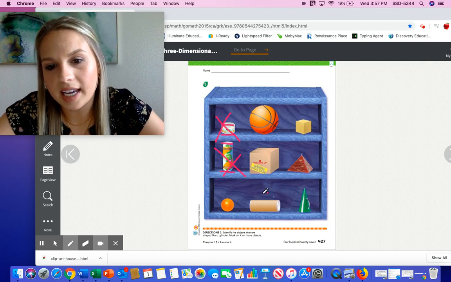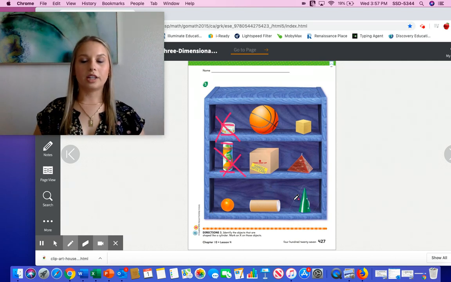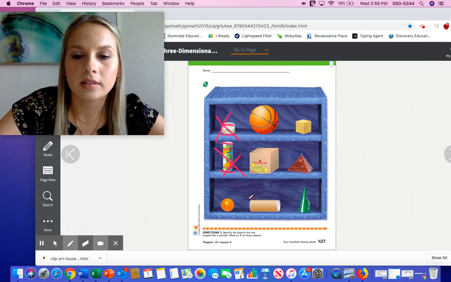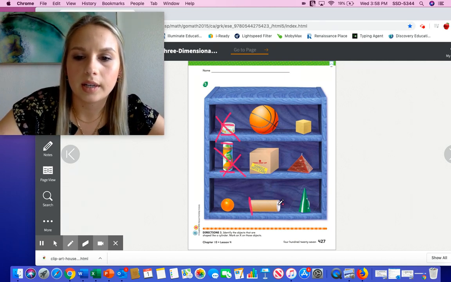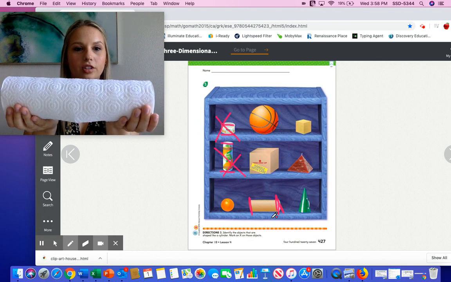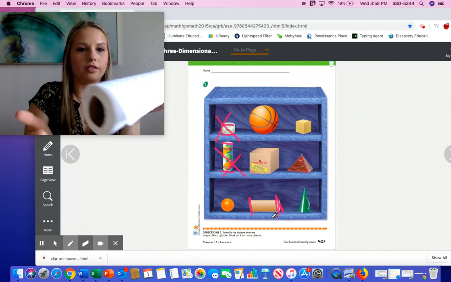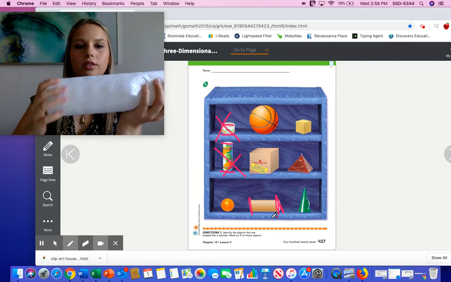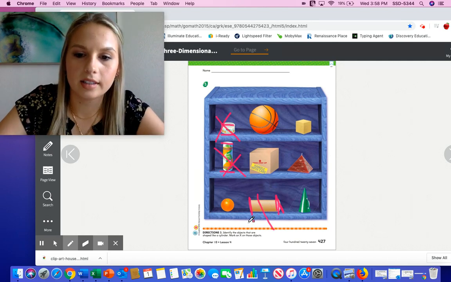What about this can here? That's tricky. Well, let's see. Does it have 2 flat surfaces? One over here and one over here. And the rest is curved, right? It's like this. It's sitting like this on the shelf. Has a flat surface here and a flat surface here, and it's round. So yeah, that's a cylinder.